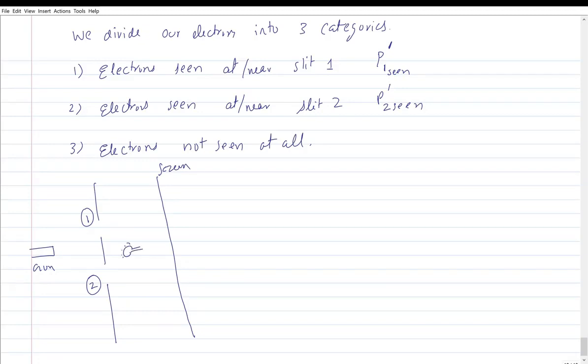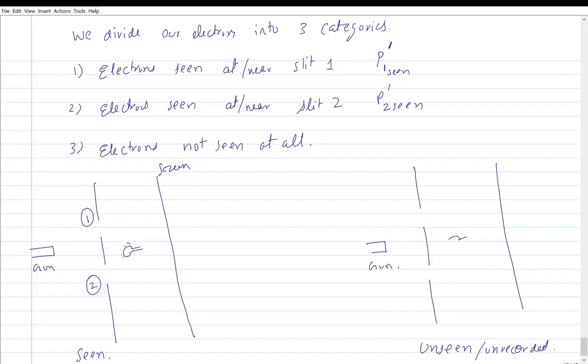So let's divide our electrons. This is the statistics for the electrons which were seen. And these were the ones which were unrecorded or unseen. I had the light, but they just go undetected. Over here, I'll get a flash either here or a flash of light here. These are the undetected ones.